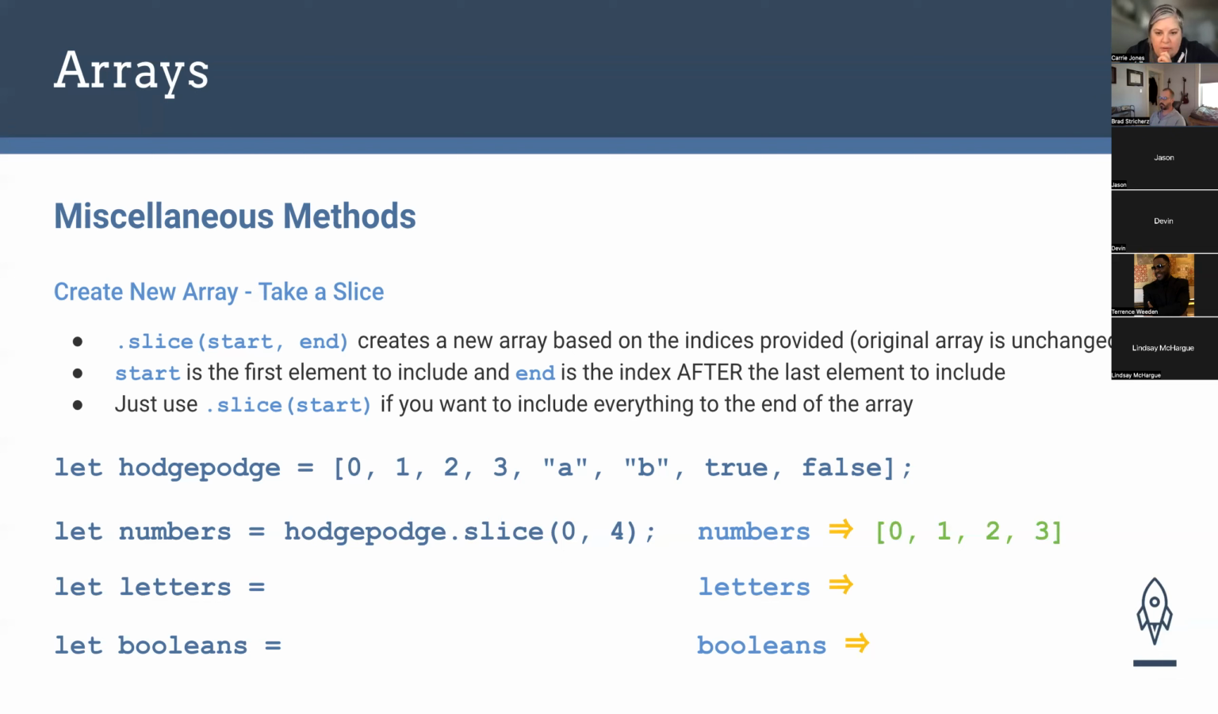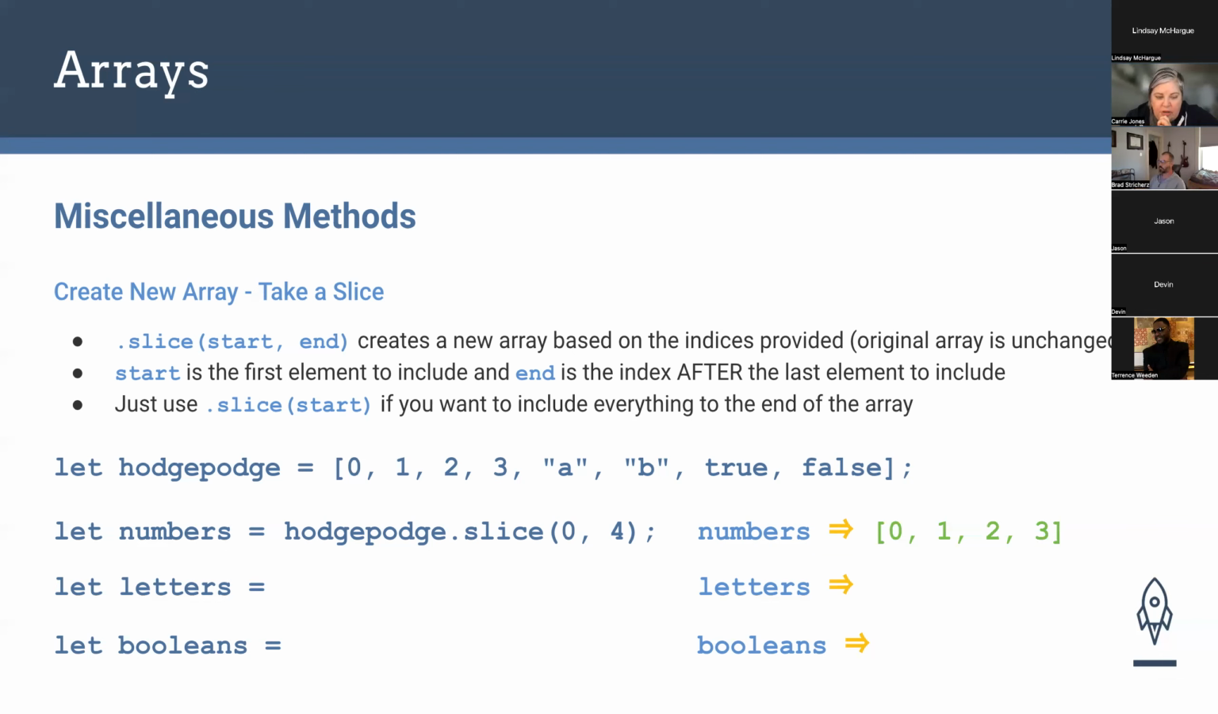Okay, so with that knowledge, how would we get letters? Hodgepodge dot slice, and then 4 and 6. You nailed it. 4 and 6, yeah, because we want 4 and 5, but we don't want 6. Yep. And so then we would expect to see A and B.